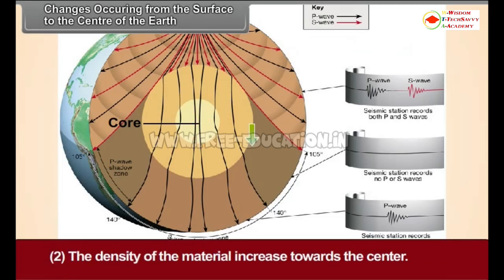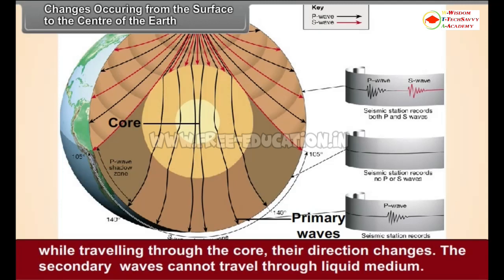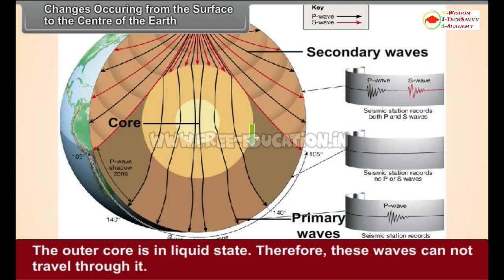Number 2. The density of the material increases towards the center. Number 3. The primary waves of earthquakes can travel through all the layers of the interior. However, while traveling through the core, their direction changes. The secondary waves cannot travel through liquid medium. The outer core is in liquid state. Therefore, these waves cannot travel through it.